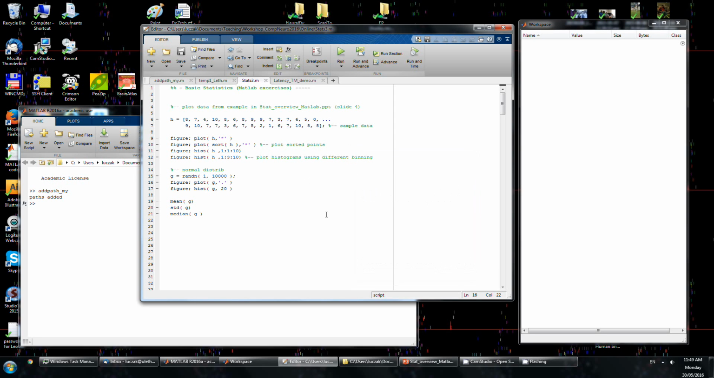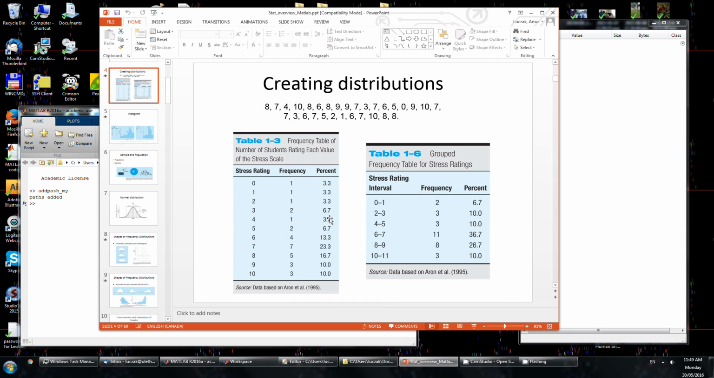Hello, today we will talk about how to do some MATLAB exercises related to previous lectures we had on basic statistics. As you may remember, we started by talking about how to visualize numbers. So let's start with doing exactly the same exercises as in the slides.